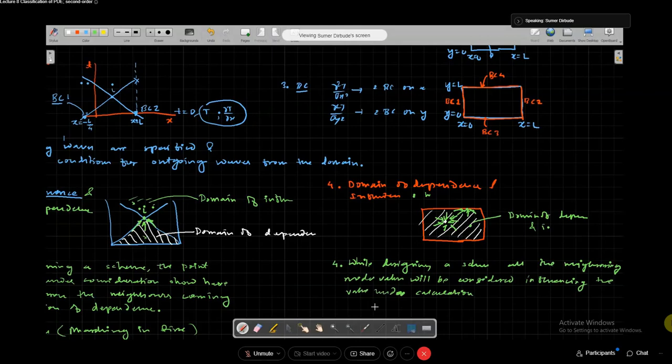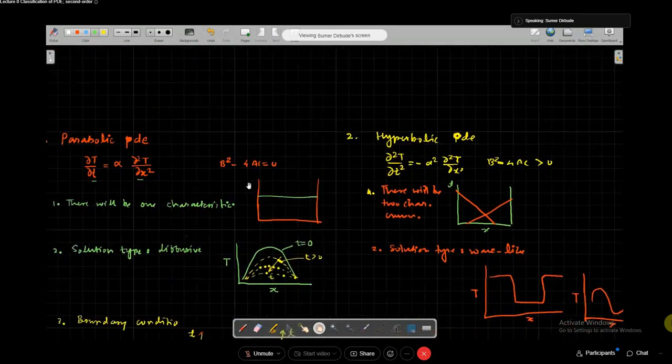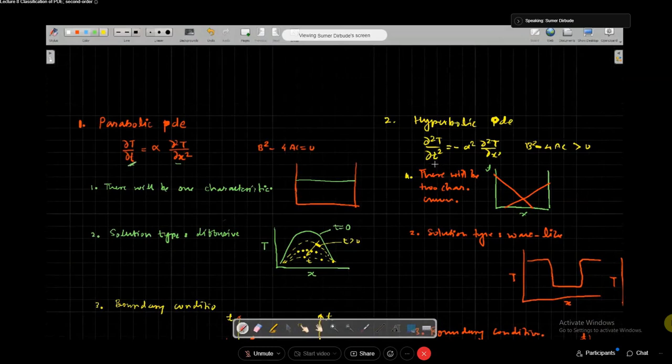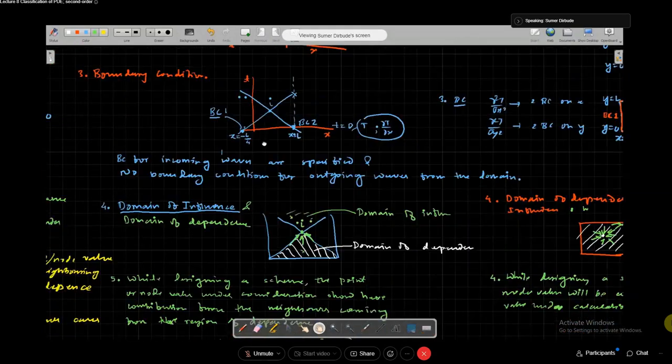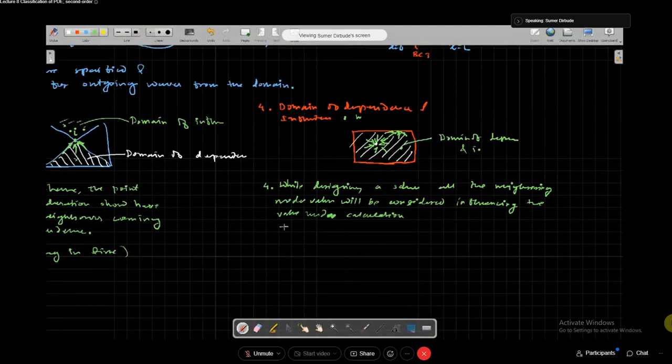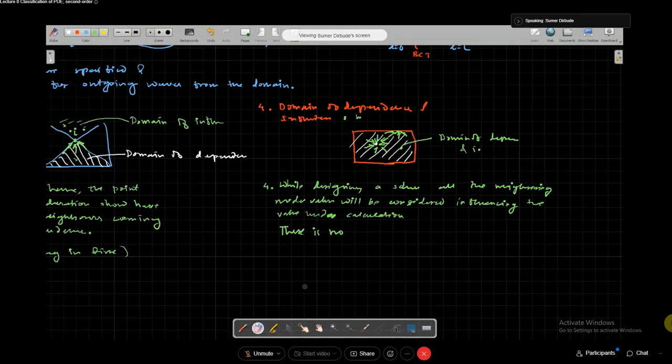There is no time-like evolution. In the previous cases, in hyperbolic and parabolic PDEs, we saw that there is a time-like variable, so there is a time-like evolution. The solution was evolving in time. But in the elliptic case, there is no time-like evolution, so there is no time-like variable, and no marching in time or space.